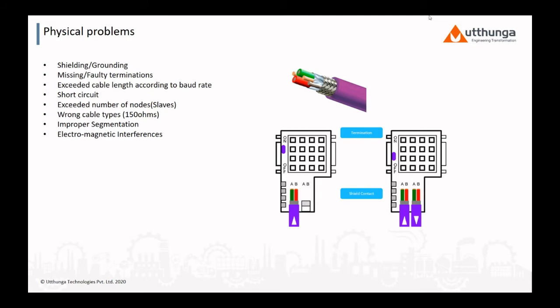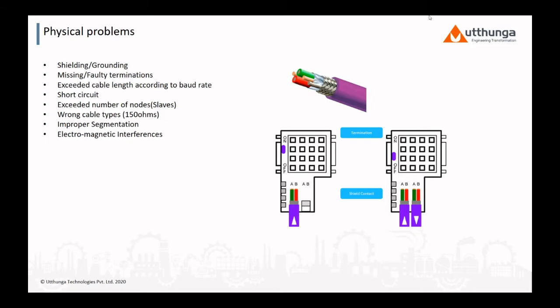Third thing, exceeded cable length according to baud rate. For example, if you are using 12 Mbps speed and you exceed the cable length of 100 meters, going to 150 meters, as I mentioned, there will be a delay in the network. So these are particular standards. Since it is RS-485 technology, you have to follow this standard to have proper communication.